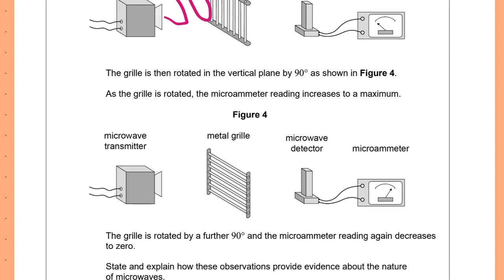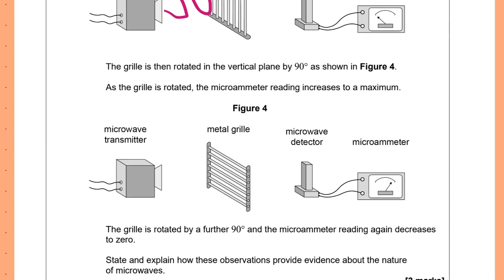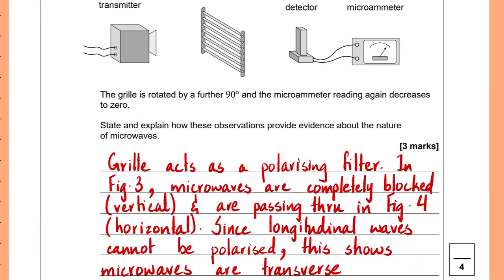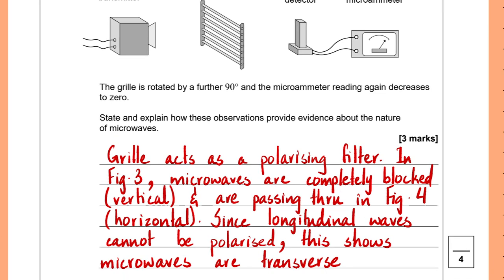State and explain how these observations provide evidence about the nature of microwaves. So I think it's very obvious that polarization is shown. You say that the grill acts as a polarizing filter. In figure 3, the microwaves are completely blocked and none of it gets through, whereas in figure 4, all of it gets through. So it's obvious that it's only something which is attributed to transverse waves. Longitudinal waves cannot be polarized. This means that these are transverse.